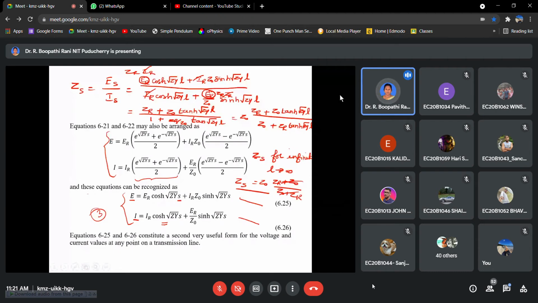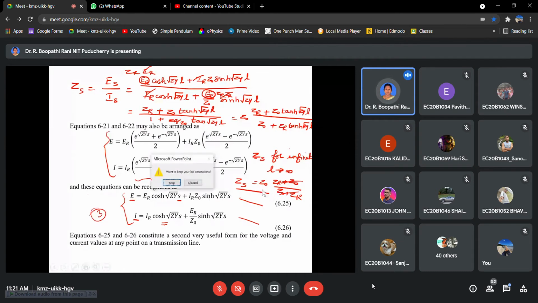So is it clear to you? If the length of the line is infinity, then the input impedance measured for the line will be equal to Z naught, characteristic impedance of the line. This is one conclusion we need to know.